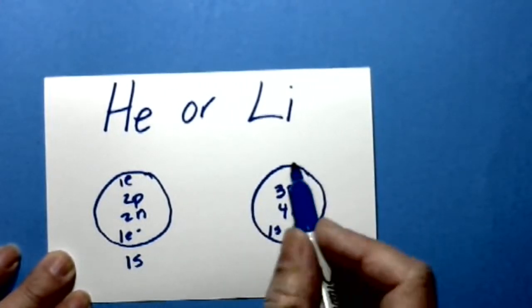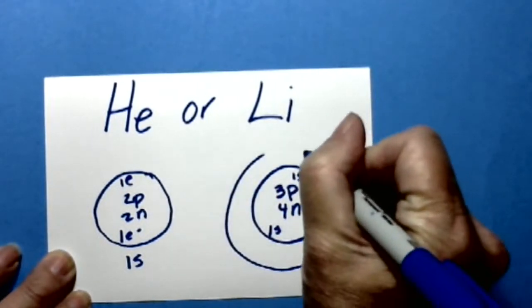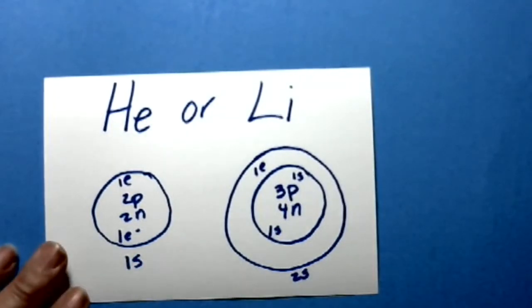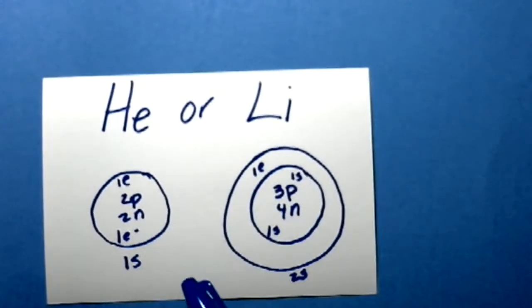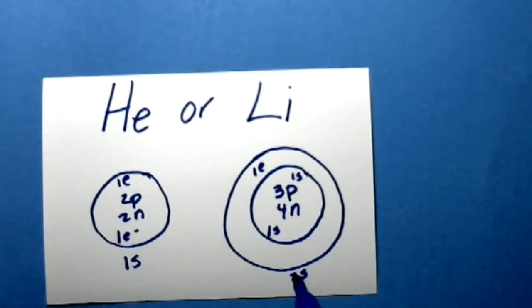But this is not where it stops. It also has one electron in the 2s orbital. So now, which is bigger? The helium or lithium? Well, if you guessed lithium, you are correct. And why is that? Because the diameter contains a 2s orbital, which is bigger than this 1s orbital.